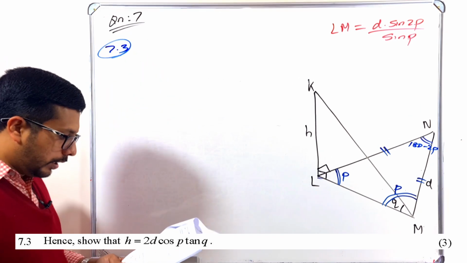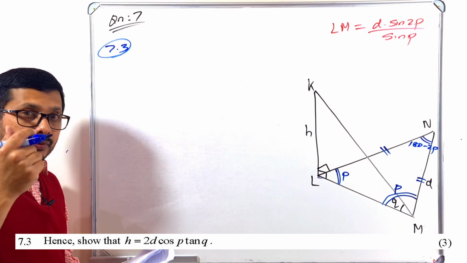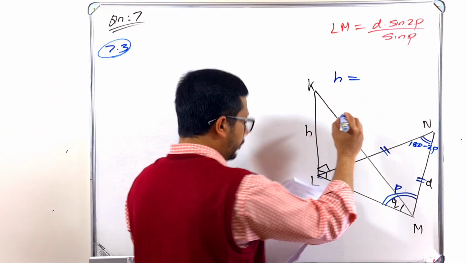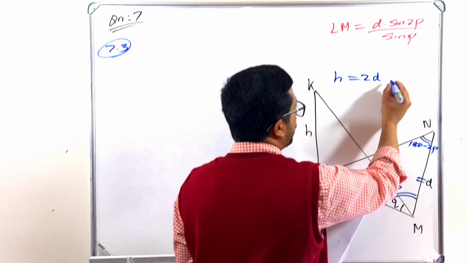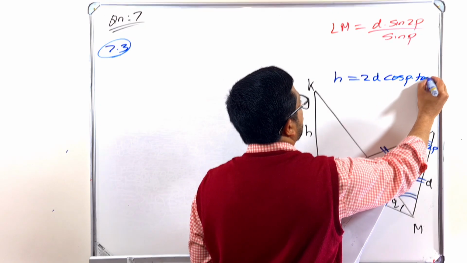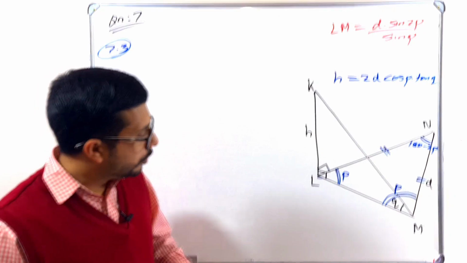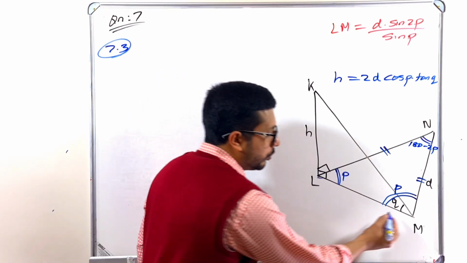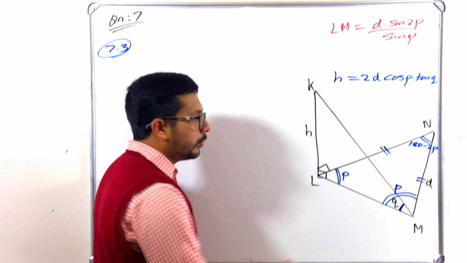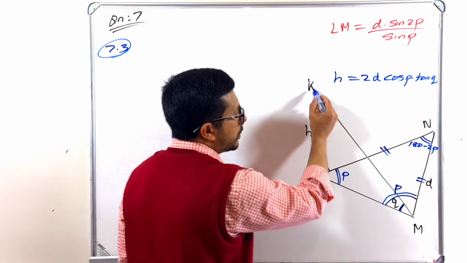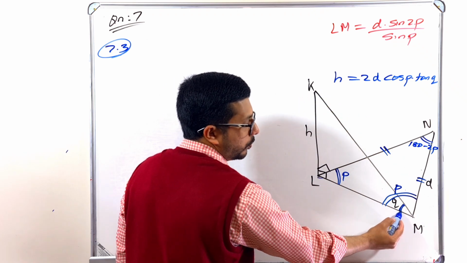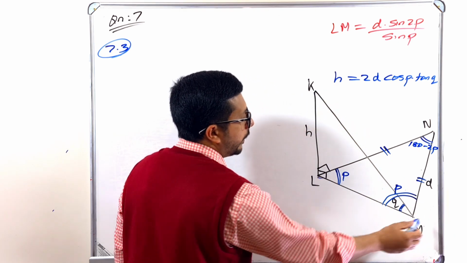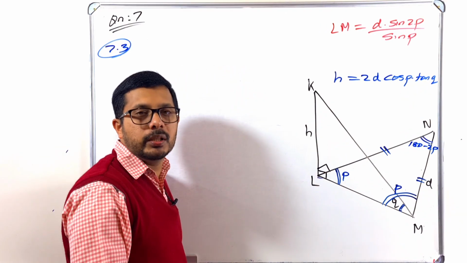What is that one? Hence show that, that means there is some connection with the previous question. In this question we have to show that h is equal to 2d cos p tan q. So here tan q, q means this angle, is it not so? q is this small angle, not the whole angle. That angle q is on this triangle KLM. So don't think that q is the whole angle. The whole angle is p. This small angle is in triangle KLM, and they took a tan function there.